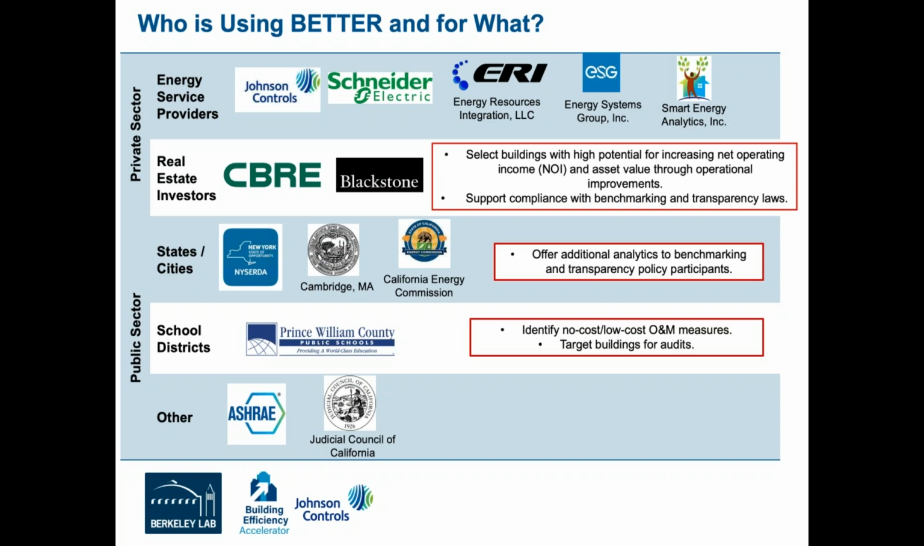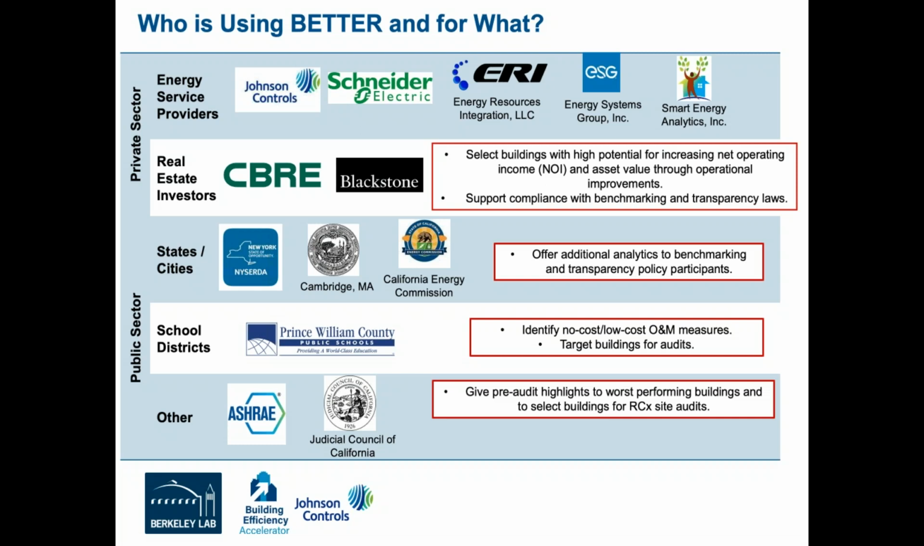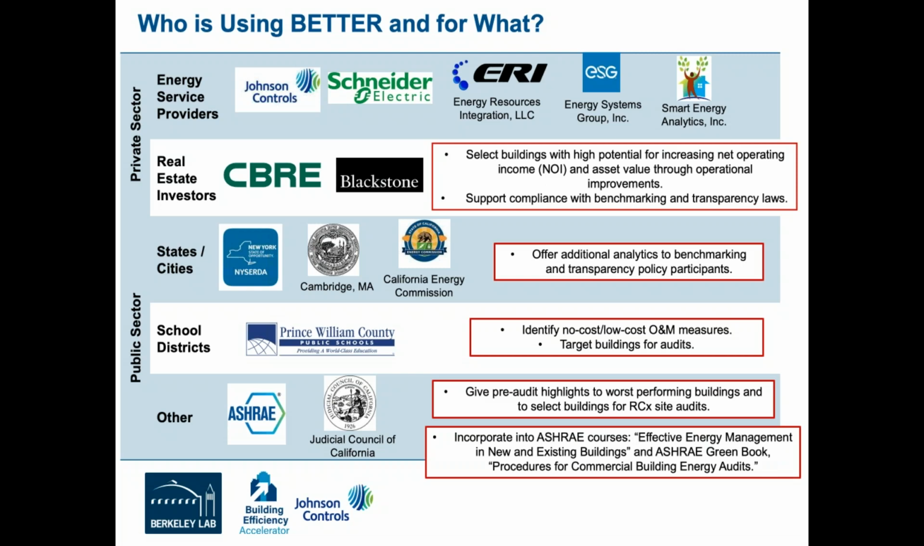Prince William County Public Schools is trying to identify no-cost, low-cost operations and maintenance measures, targeting buildings for audits as well. Judicial Council of California, we're so excited to be working with. They're using Better to give pre-audit highlights to some of the worst performing buildings in their courthouse portfolio and to select buildings for retro-commissioning site audits. And then of course, ASHRAE beginning to have conversations about incorporating Better into ASHRAE courses, procedures for commercial building energy audits and effective energy management in new and existing buildings.